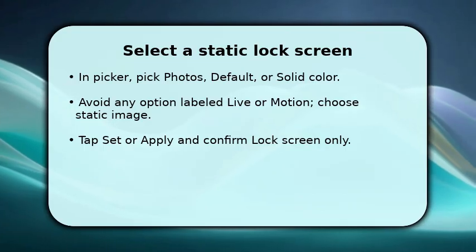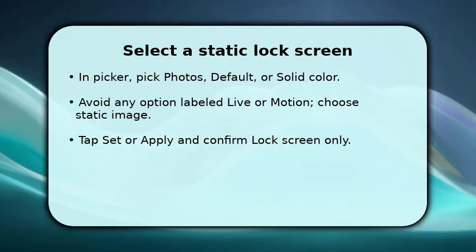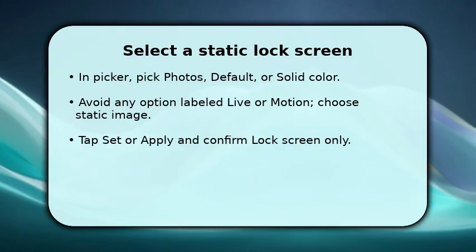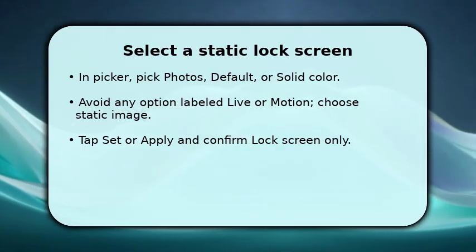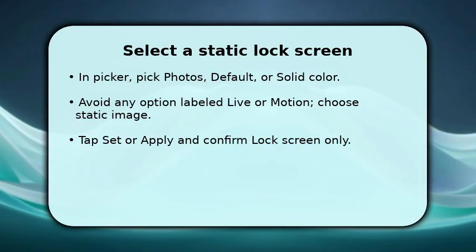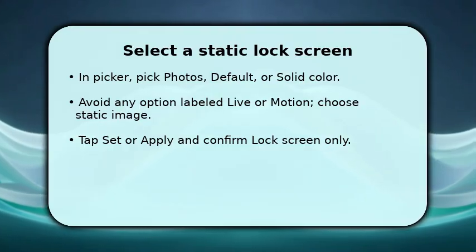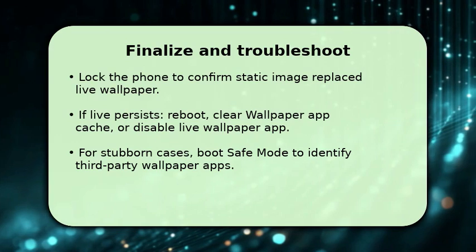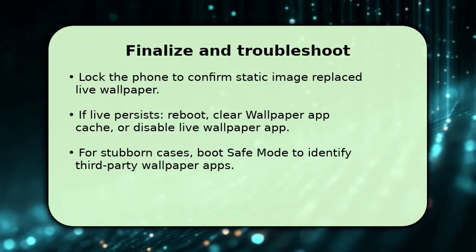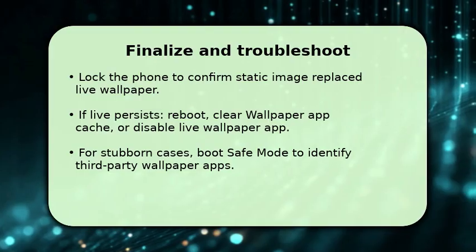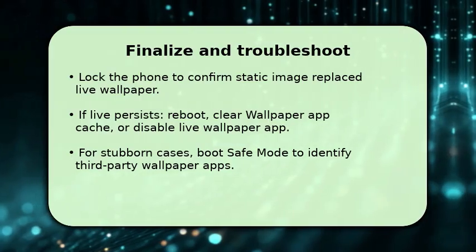You do this because the system stores separate wallpaper targets, and explicitly assigning a static image to the lock screen removes the live wallpaper. Finish by locking the phone and verifying the lock screen no longer animates. This confirms success.